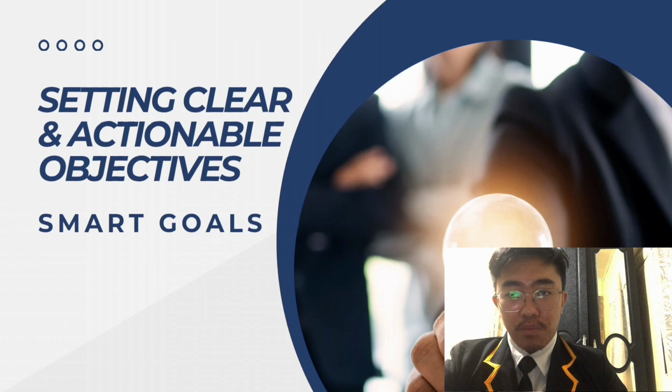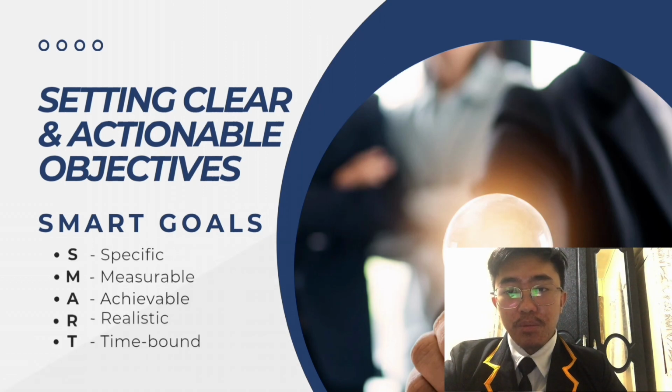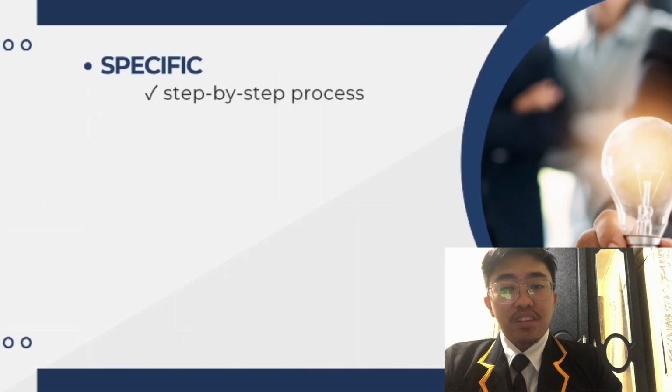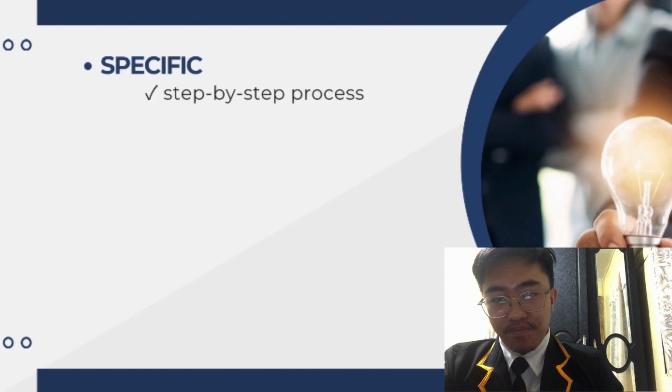So, when we say SMART goals, these are your specific, measurable, achievable, and time-bound goals. So when we say specific, it needs to be answering what are the tasks that need to be accomplished and who is responsible for the task that needs to be accomplished and what are the steps to accomplish the task. So what is the step-by-step process?